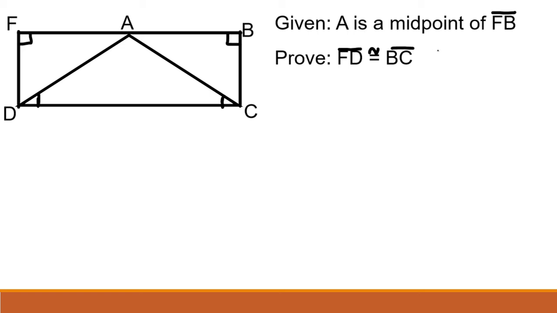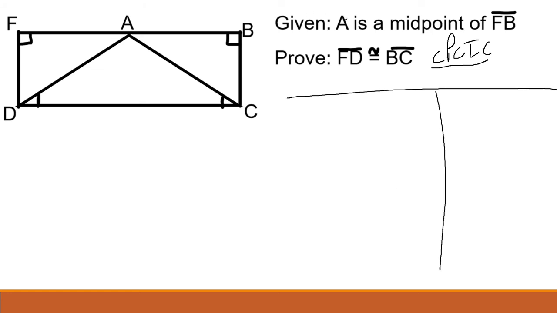So this means that we're probably going to be using a CPCTC case at the end. Because remember, this is what we use to prove that two things are congruent after we've proven that the triangles are congruent. So we're probably going to be on the lookout for that. So let's go ahead and put this as my given.